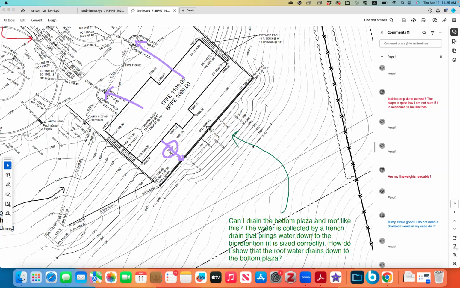How exactly do we show that? You could show a trench drain just like that. Okay, you can label downspout here, and then trench drain over here. That shows your water from the roof is going down actually to the bottom.